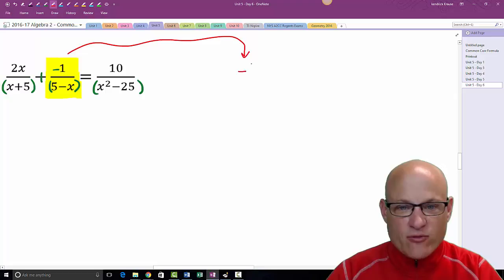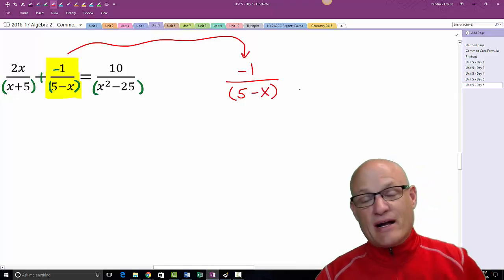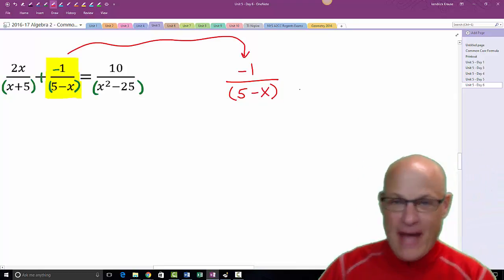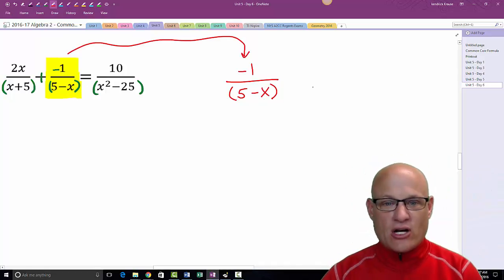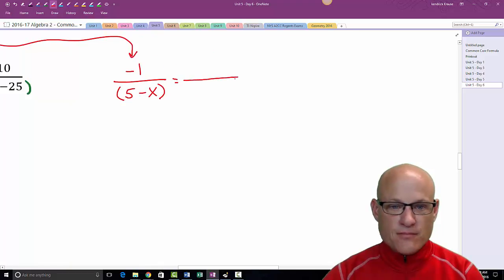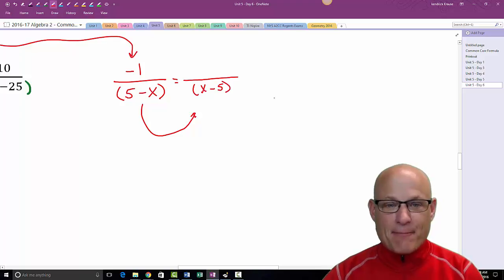What I have is -1 over 5 minus x. Now, we talked about this when we were talking about the -1 rule. That thing is backwards. That thing is going to cause us all kinds of problems. So what we want to do is get its equivalent form. I'm just going to reverse it: x minus 5. I'm going to do that by taking out a -1.